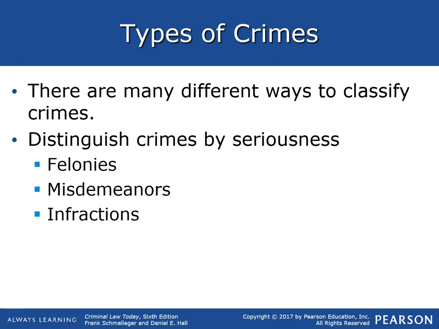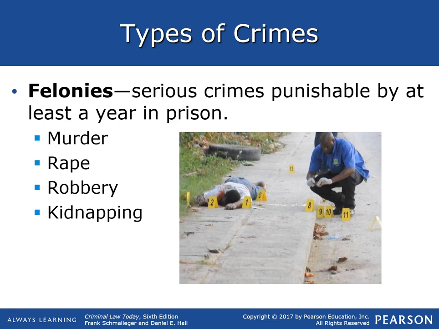So with that being said, and now that we understand a little bit about that, let's look at types of crimes. Now, there are many different ways to classify crimes, but typically crimes are distinguished by their level of seriousness. This is one way to think about it. Similar in a lot of states, the highest level would be a felony. The next level beneath that would be a misdemeanor. And then finally, the bottom level would be an infraction.